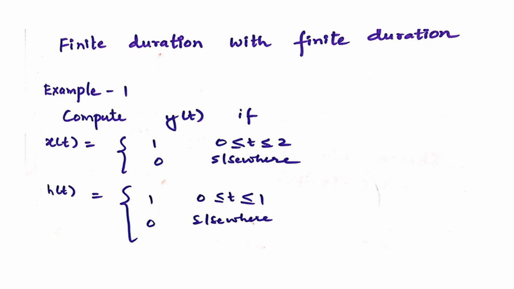So x of t is 1 between 0 to 2 and 0 elsewhere. So this happens to be a rectangular pulse between 0 to 2. It's a finite duration signal. And h of t is also a rectangular pulse between 0 to 1, and 0 elsewhere. You have to observe that the pulse width is different in both the cases. x of t and h of t have different pulse widths. So let us take up this question.